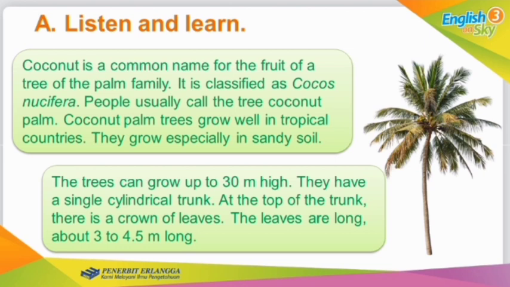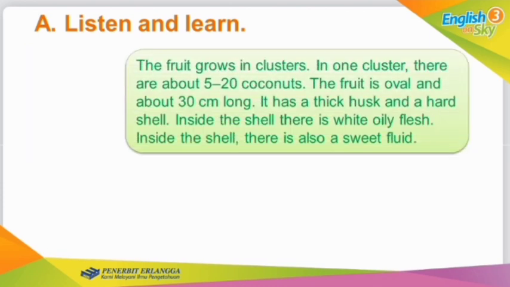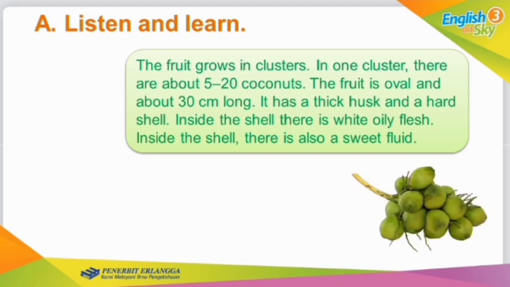They have a single cylindrical trunk. At the top of the trunk, there is a crown of leaves. The leaves are long, about 3 to 4.5 meters long. The fruit grows in clusters. In one cluster, there are about 5 to 20 coconuts. The fruit is oval and about 30 centimeters long. It has a thick husk and a hard shell. Inside the shell, there is white oily flesh. Inside the shell, there is also a sweet fluid.